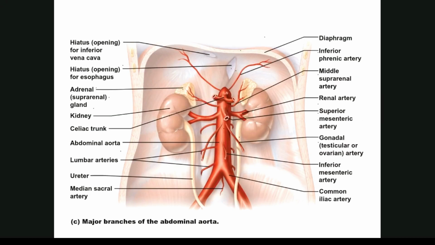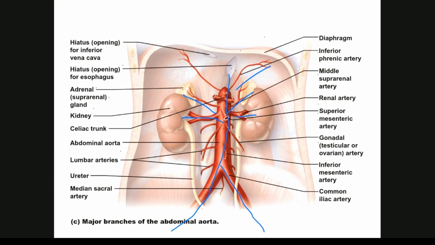This is another angle. We looked at this in our dissection. Here's your abdominal aorta at the very bottom, and it branches here into your iliac arteries, common iliac arteries. This goes on down into the legs. Here you can see where the renal arteries branch off, the adrenal arteries branch off, and this is a phrenic artery going to the diaphragm.